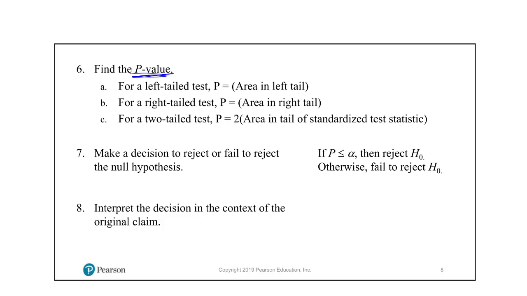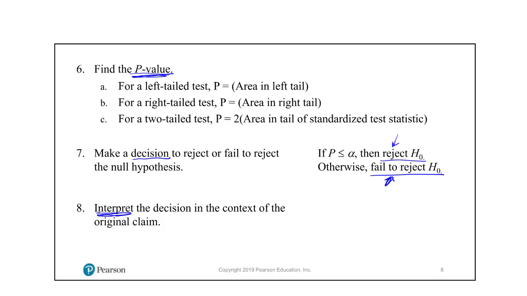Then we take p and compare it to alpha. All right, so that's how we're going to make our decision. And remember, our decision is one of two things. We're either going to reject the null hypothesis or fail to reject the null hypothesis. If p is less than or equal to alpha, we reject the null hypothesis. If not, so if p is greater than alpha, we fail to reject the null hypothesis. Then we interpret the decision.